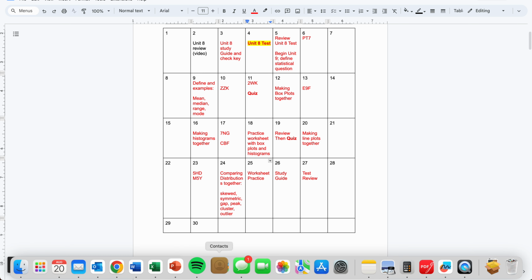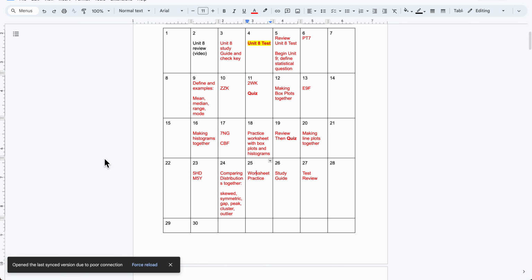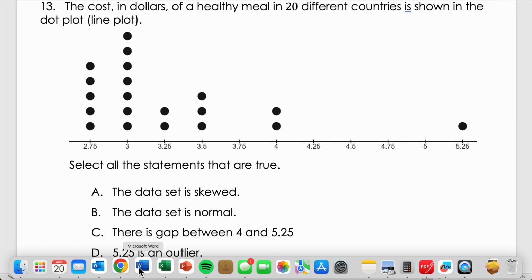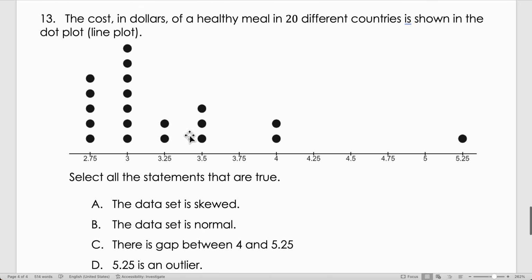Let's get into line plots on this last question. The way you make a line plot is you'll have a bunch of data. You figure out the right scale to use. So sometimes it'll be decimals like this, but you could easily make one without decimals. And then all of the dots are showing, or you can imagine the dots are like individual responses to a survey. So this one, for instance, the cost in dollars of a healthy meal in 20 countries is shown on this line plot. So $2.75 for a meal.